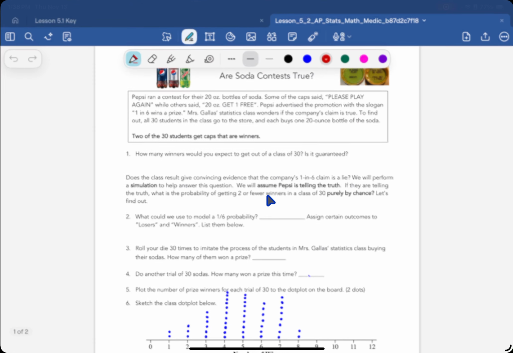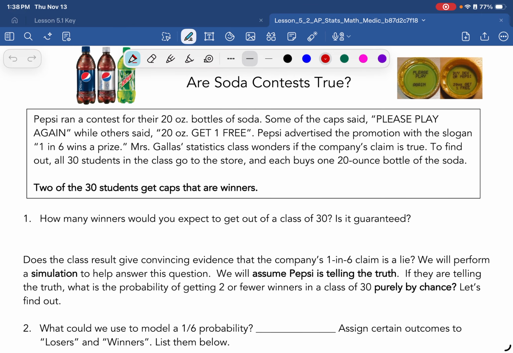So what we have here is Pepsi running a contest for their 20-ounce bottle of soda. Some of the caps said, please play again, while others said 20-ounce, get one free. Pepsi advertised the promotion with the slogan, 1 in 6 wins a prize. So we have Mrs. Gallus's class. Actually, if you look on the Google Classroom, I just forgot to update it on the notes. It should be Mr. Gomez's class, so he's playing it. Whoever's class it is wonders if the company's claim is true. To find out, all 30 students in the class go to the store and each buys one 20-ounce bottle of soda. And we find that 2 of the 30 students get caps that are winners.